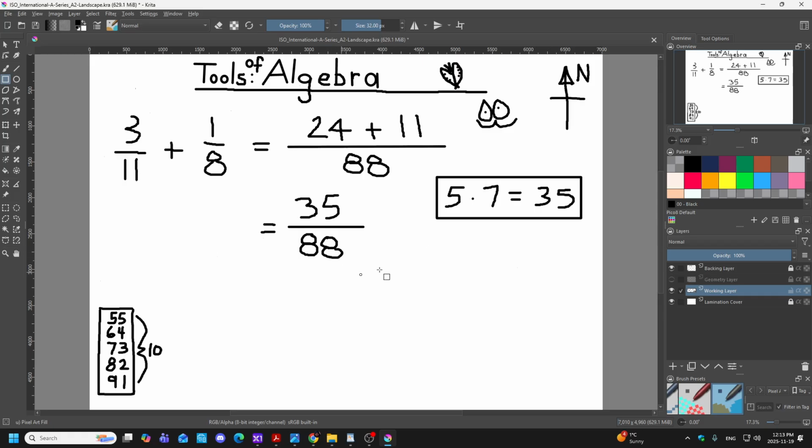5 doesn't go into 88 nicely. Like, you could divide it, yes, but you'll end up with a decimal. We want a whole number return, right? That's what we want. Okay. I'm going to leave it at that. 35 over 88. Hopefully that's the answer.